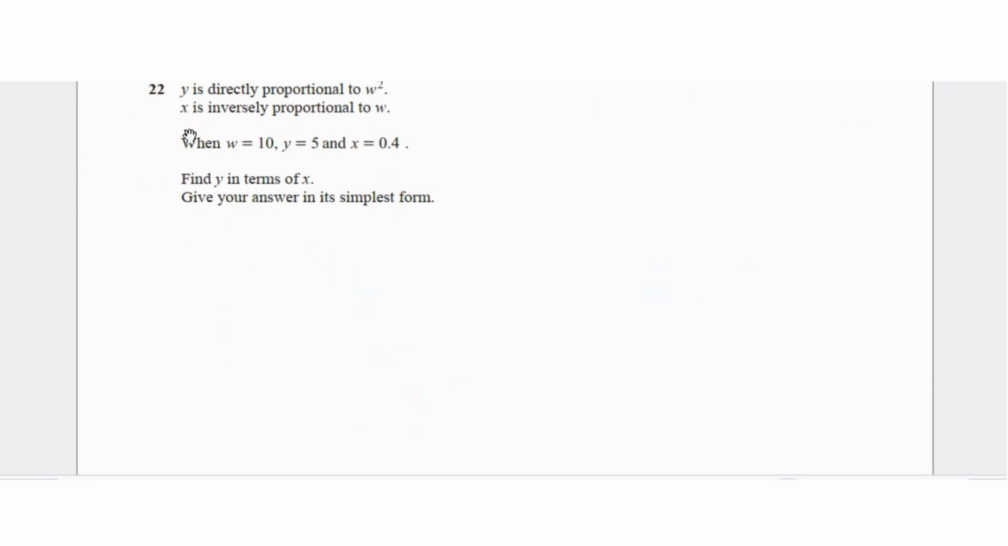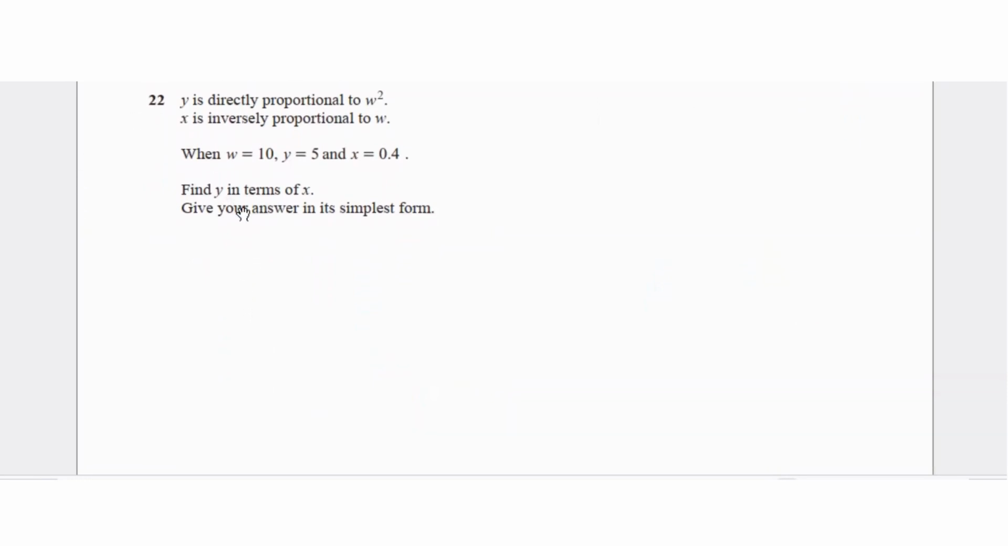For question 22, it says y is directly proportional to w square. x is inversely proportional to w. When w equals 10, y equals 5, and x equals 0.4. Find y in terms of x.